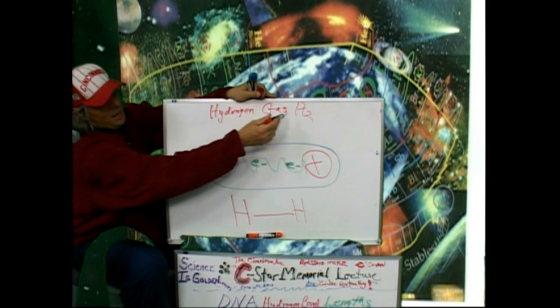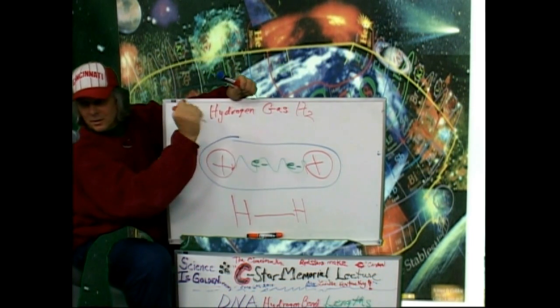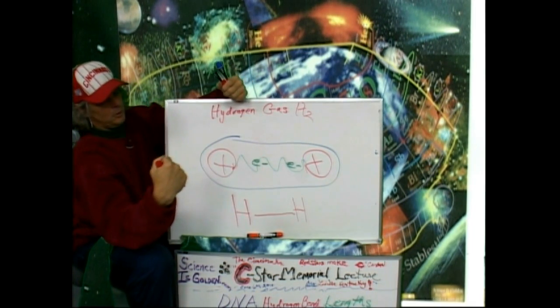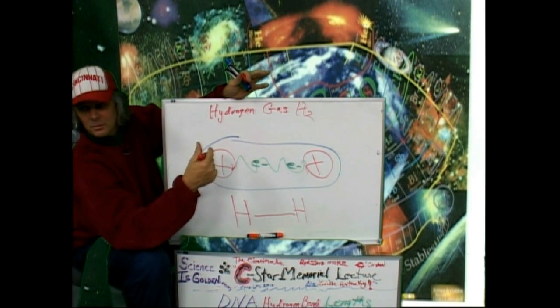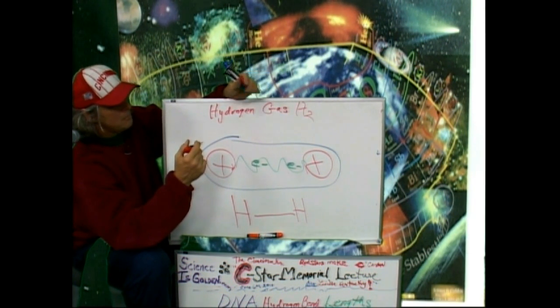So for hydrogen gas, H2, these just happen to get to where they're like magnets. They're happy. The electron repulses the positives, and the positives push the electrons together, and there's a happy little H2 gas. Okay?